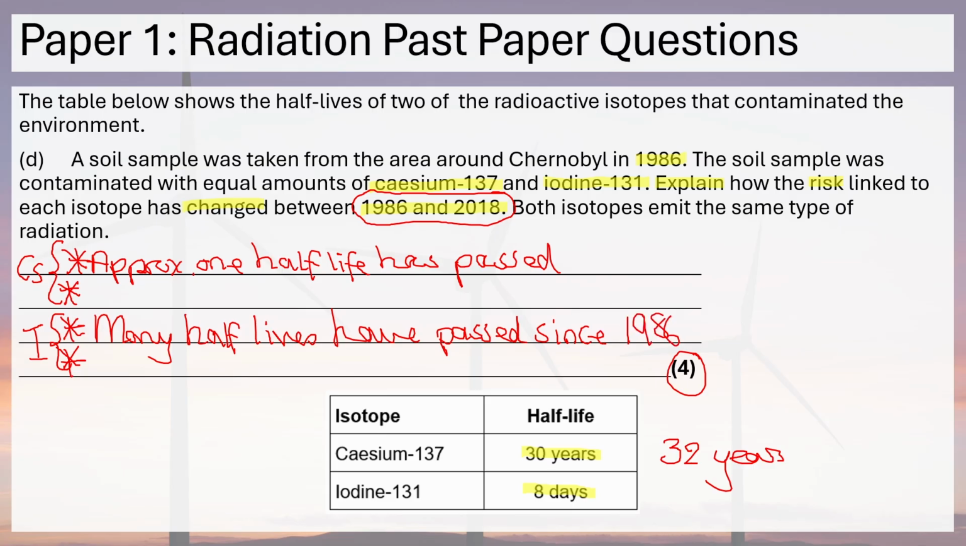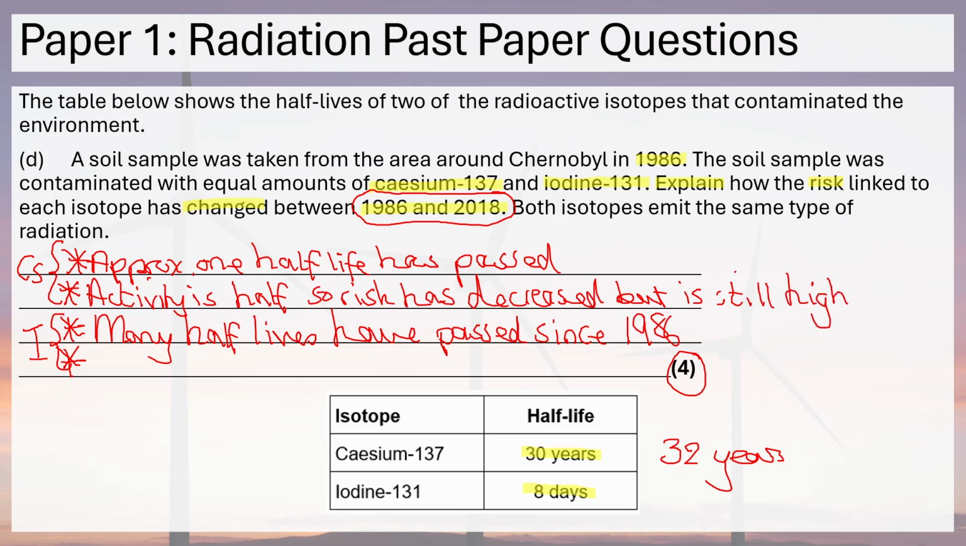So for the second bullet point in each, I now need to comment on how the risk has changed. So for cesium, the activity is half. So the risk has decreased, but it's still high. Whereas for the iodine, the activity is going to be really low, and the risk is also therefore going to be really low. So the activity, I mean, it's almost 0 at this point.